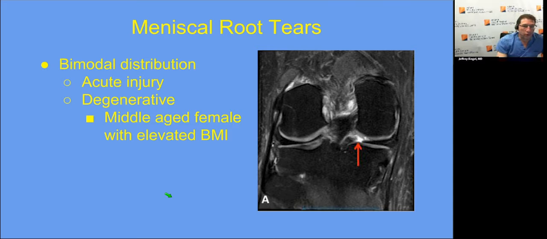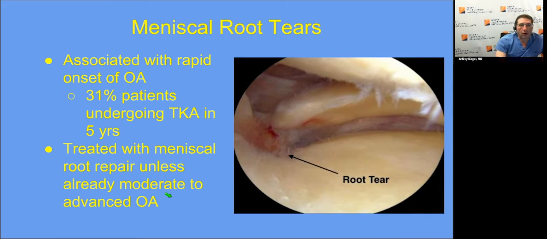Looking at the medial meniscus now, it comes across. You get this increased signal where the red arrow is pointing, and then you see the insertion to the bone. So this is a root tear within about 1 centimeter of the root attachment.